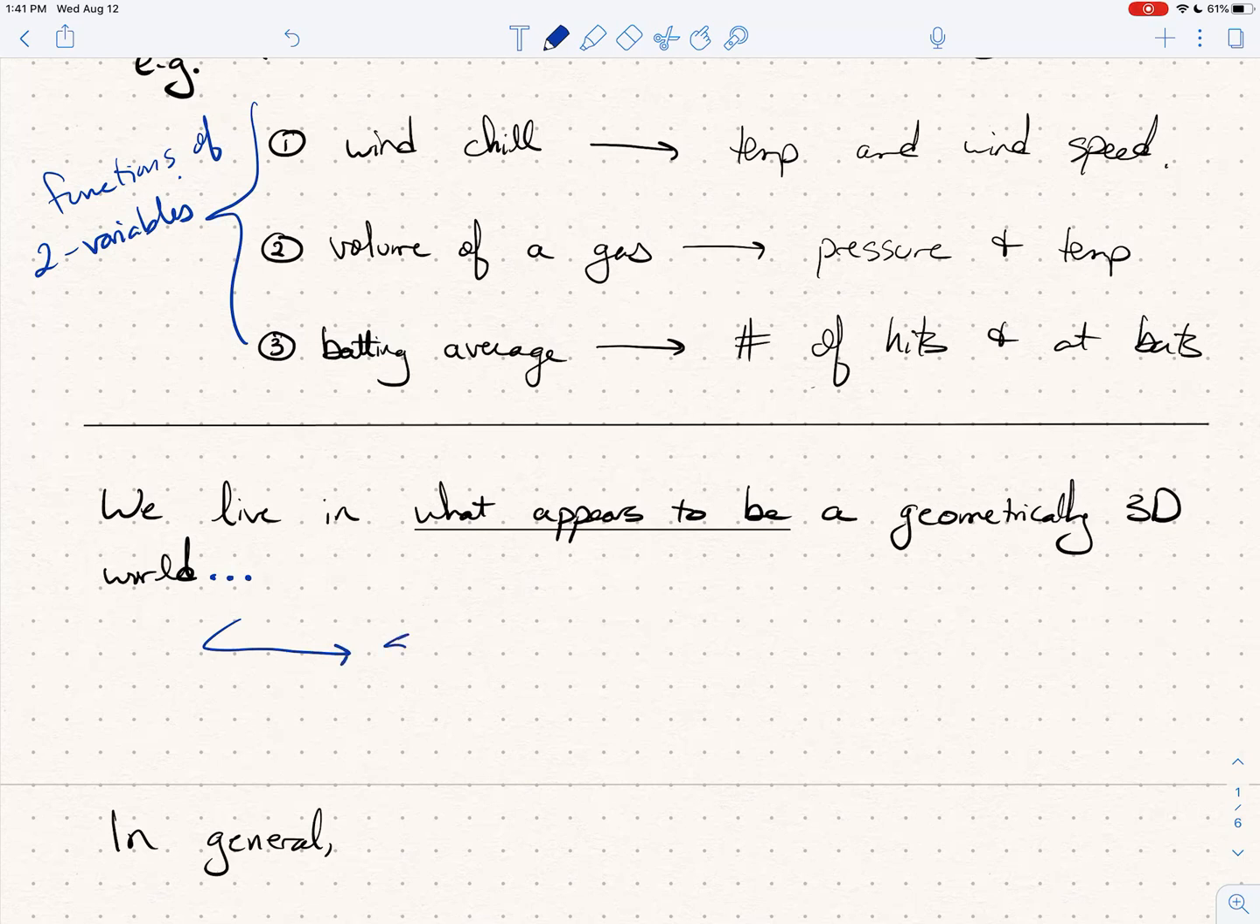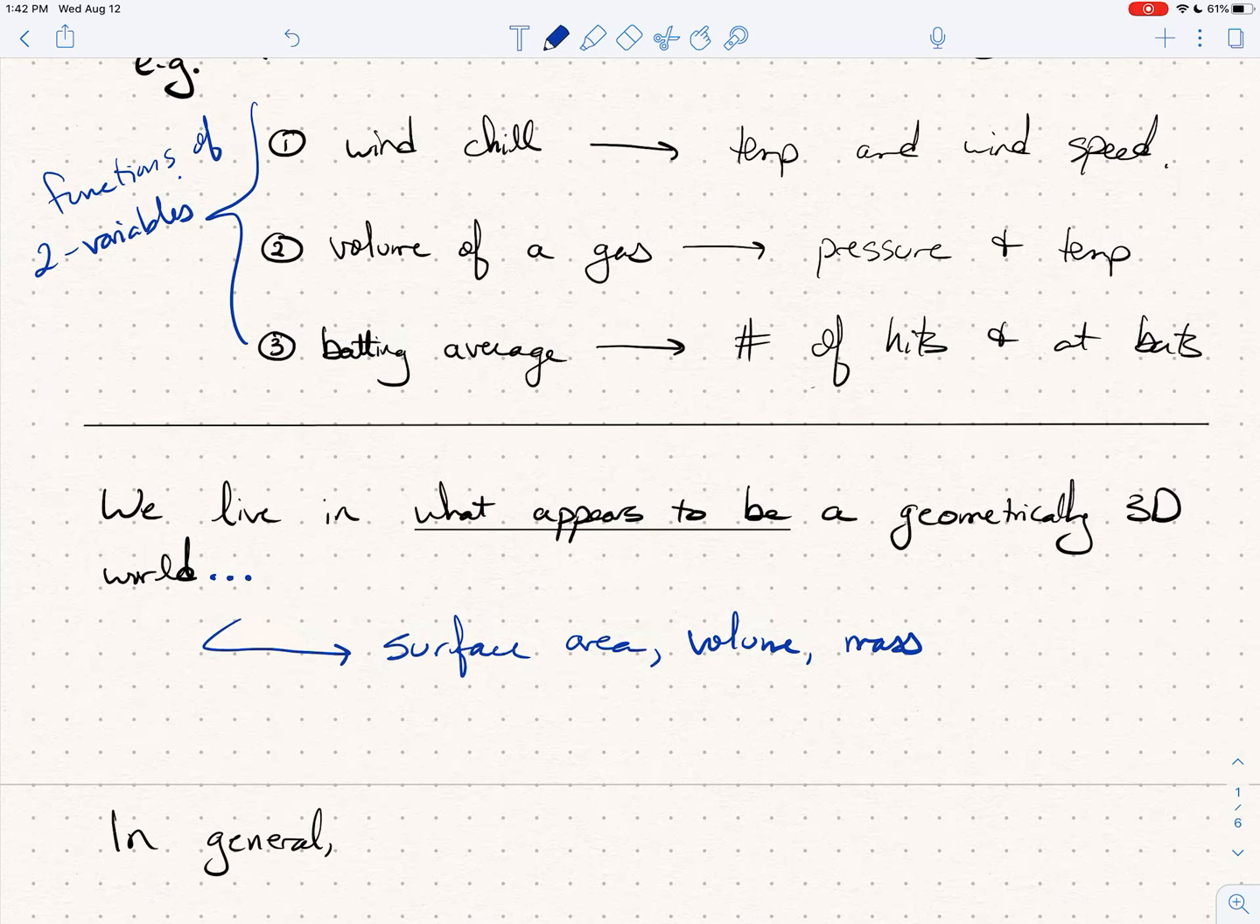And instead of area, we might ask about surface area. How do you compute the surface area, maybe of a house or of a silo? You can ask about volume. What's the volume of your gas tank? Or you can ask about mass, the mass of a three-dimensional object. So we live in what appears to be a 3D world, and that raises lots of questions of its own that we'd like to be able to model.